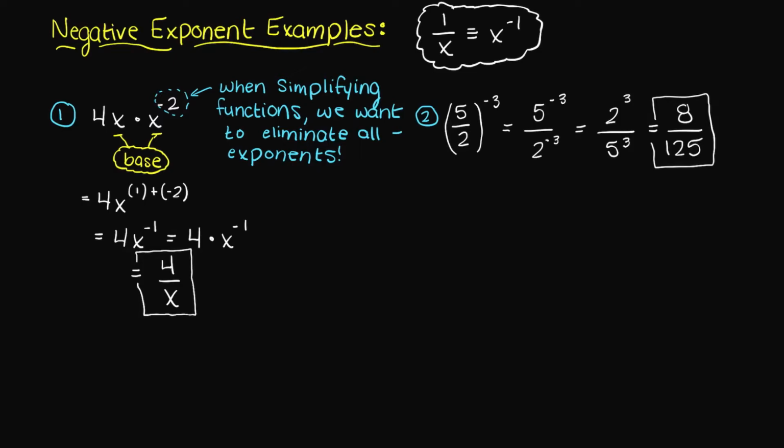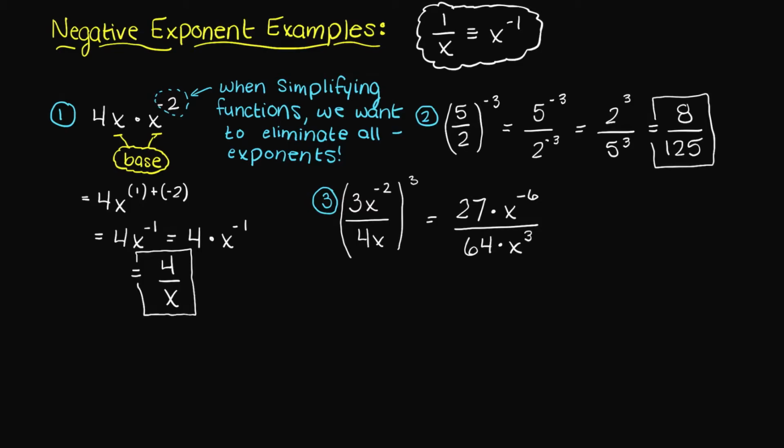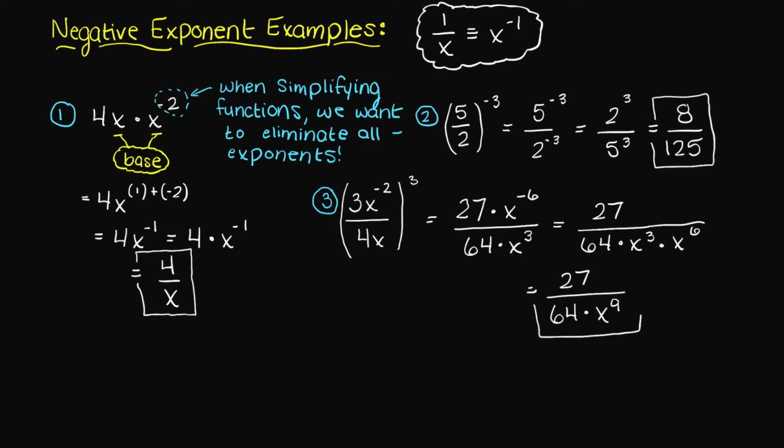Let's move on to the third example and get a little crazier. What if we had 3x to the power of negative 2 over 4x all raised to the third power? Well, first let's distribute the exponent of 3 to both the numerator and denominator. Then we have negative 2 times 3, which is negative 6. Therefore, on the top, we have 27 times x to the power of negative 6. On the denominator, we have 4x to the power of 3, which is 64x cubed. Now, the x to the power of negative 6 will go to the denominator, and we are left with a final answer of 27 over 64 times x to the power of 9.